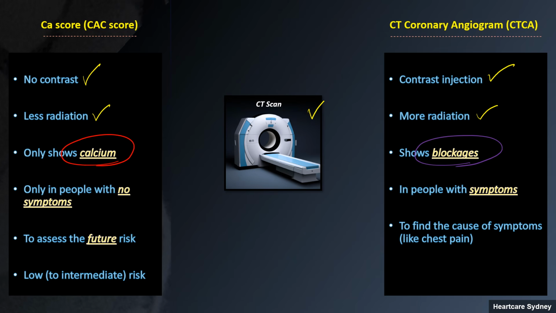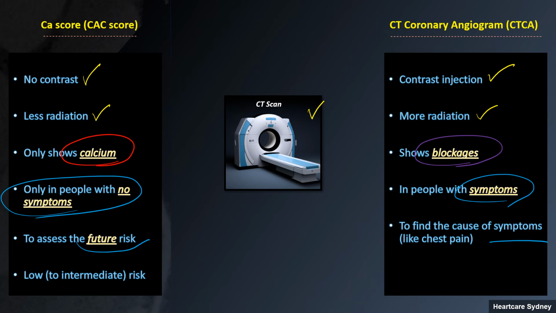In coronary artery calcium scoring, the person should not have any symptoms, no complaints, while CT coronary angiogram is done in people who have a complaint like chest pain or shortness of breath with exertion. Coronary calcium scoring is only to assess someone's future risk of a heart attack, while CT coronary angiogram is done to find the cause of the symptoms.